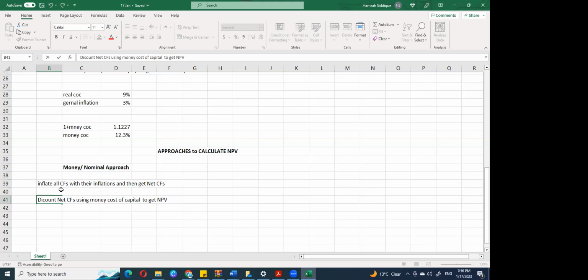Next, the second approach is the real approach. Real method or real approach to calculate NPV. Students, now there is some complexity. There may be two cases. Case one, specific inflation and general inflation are the same.